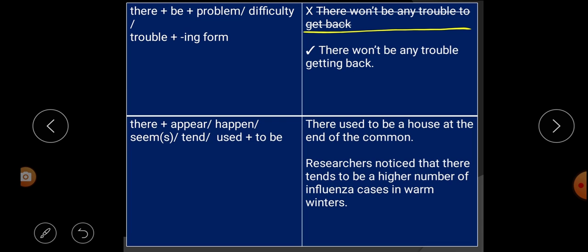There won't be any trouble, get back. It is what? A wrong sentence. What is the right one then? There won't be any trouble getting back.